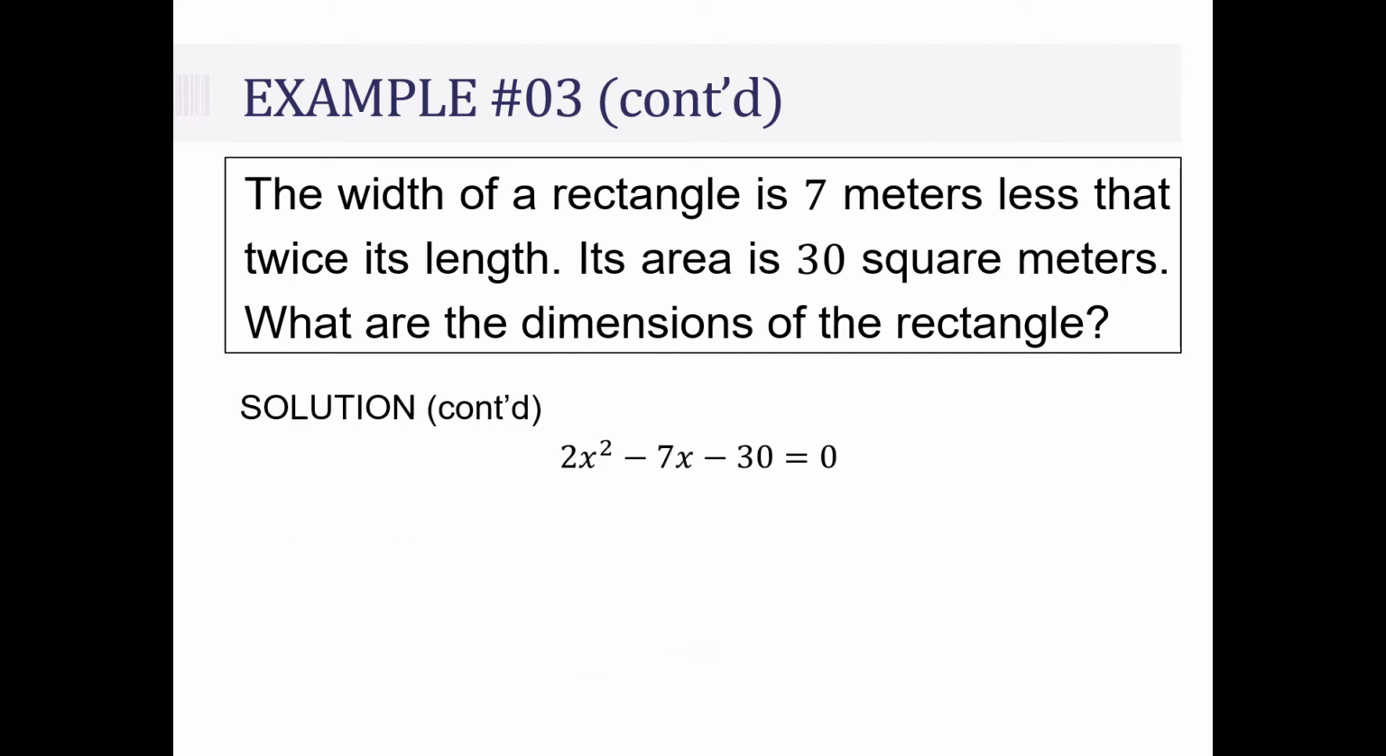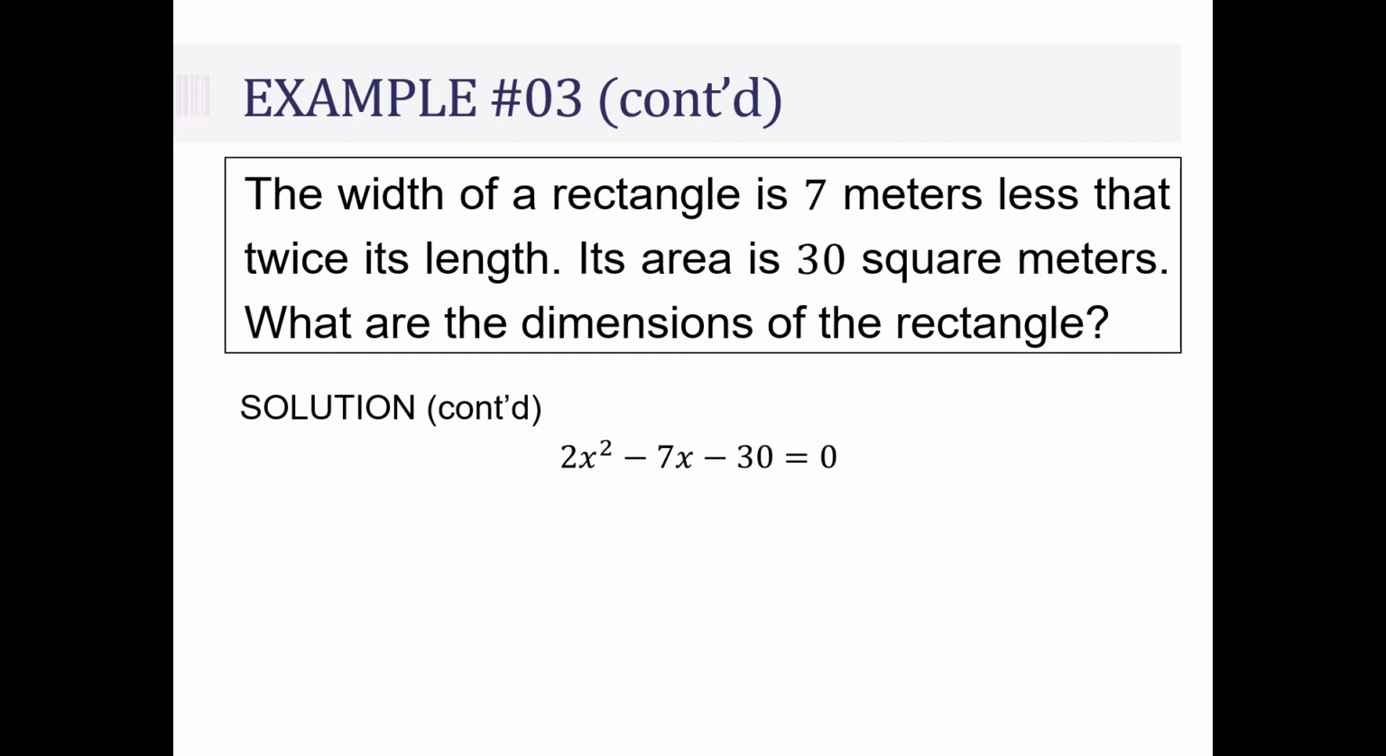Or, that is just equal to 2x squared minus 7x minus 30 equals 0. Pinagbaliktad ko lang sila. Kasi 'di ba may property ang equation na kahit pagbaliktarin mo sila, parehas pa rin yung magiging sagot.